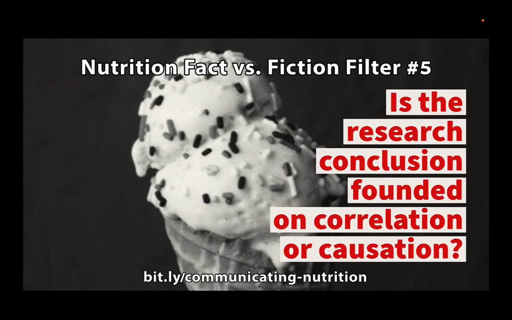Filter 5. Is the research conclusion founded on correlation or causation? Correlation is when one variable increases or decreases proportionally to the change in another variable. Causation means that one event causes another event to occur. For example, several experts in the 1950s believed ice cream caused polio. Both the number of polio cases and ice cream consumption peaked during the summer.